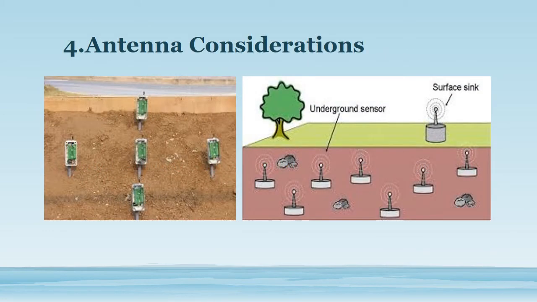The fourth consideration of transceiver design is antenna consideration. In this antenna consideration, two pictures are available. The first picture represents on-ground sensors and the second picture represents underground sensors. Based on these two different scenarios, we have to design a proper antenna to achieve very good quality of communication between node and sink.